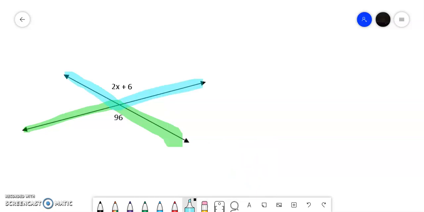And if you were asked to solve for x, that wouldn't be so bad because you know that these two angles are equal. So in reality, you could set them equal to each other. It would look like an equation that we're used to seeing. So we set 2x plus 6 equal to the 96 because they're vertical angles and those are equal. So this is a simple little two-step equation. Let's go ahead and knock this out.